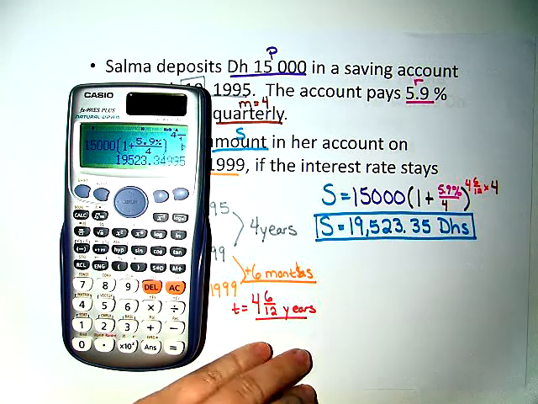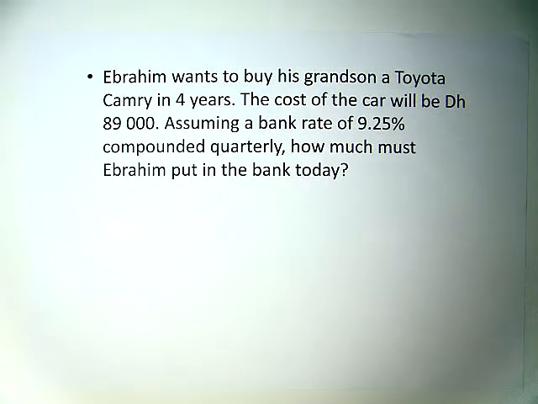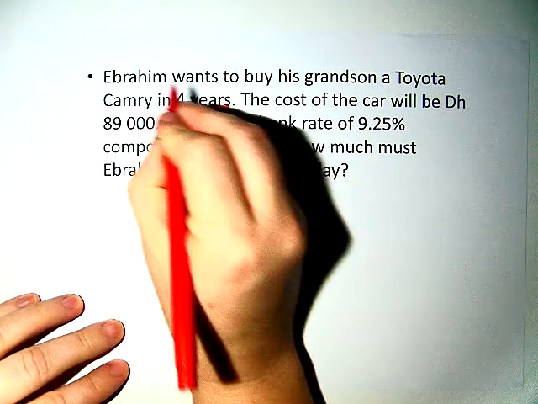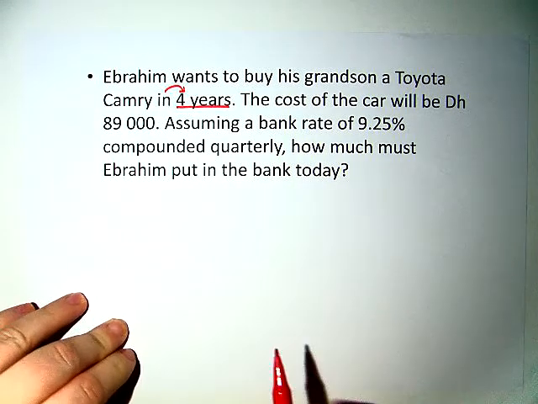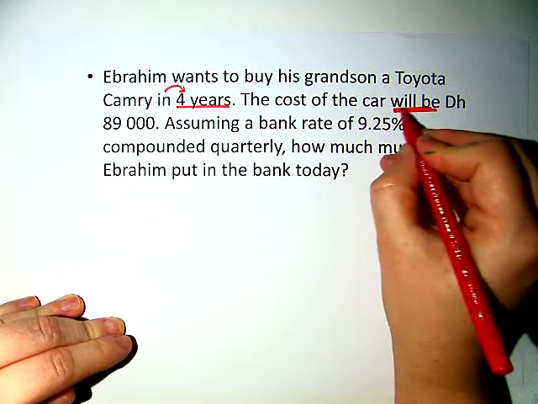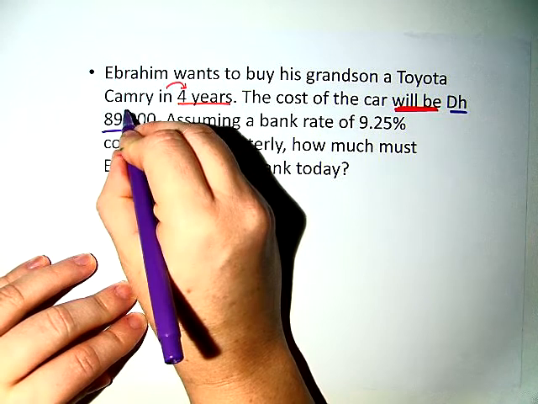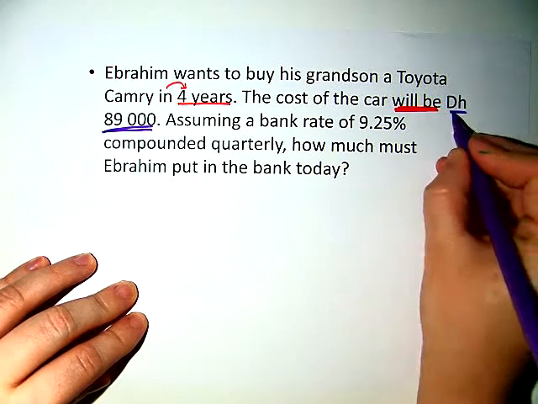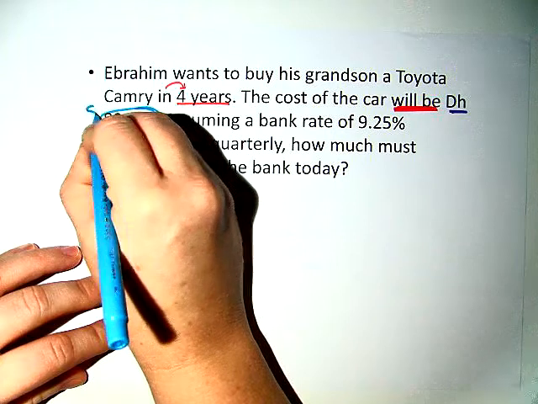Okay, that was kind of difficult. Let's go ahead and try another one. This is all dealing with compound interest from Unit 2. Ibrahim wants to buy his grandson a Toyota Camry in 4 years. Okay, in 4 years. So we're looking at something for the future. The cost of the car will be, so once again we're looking at the future, 89,000 dirhams. Okay, so this 89,000 isn't our principal. This 89,000 is actually what it will be. So it's going to be our S.